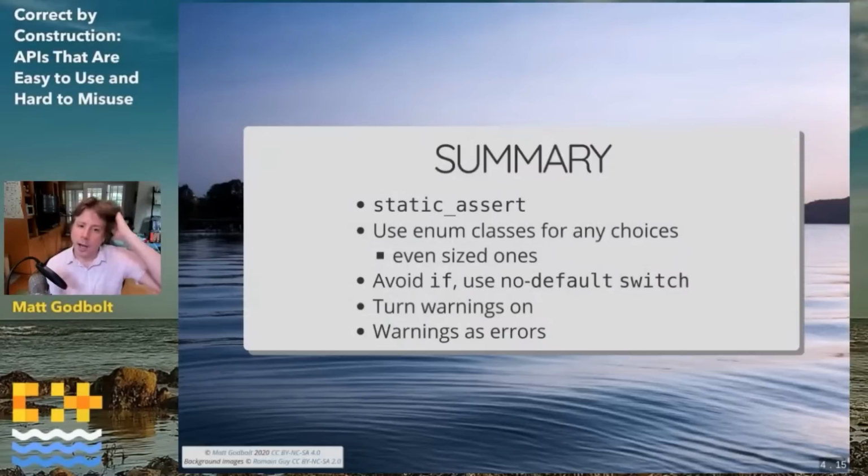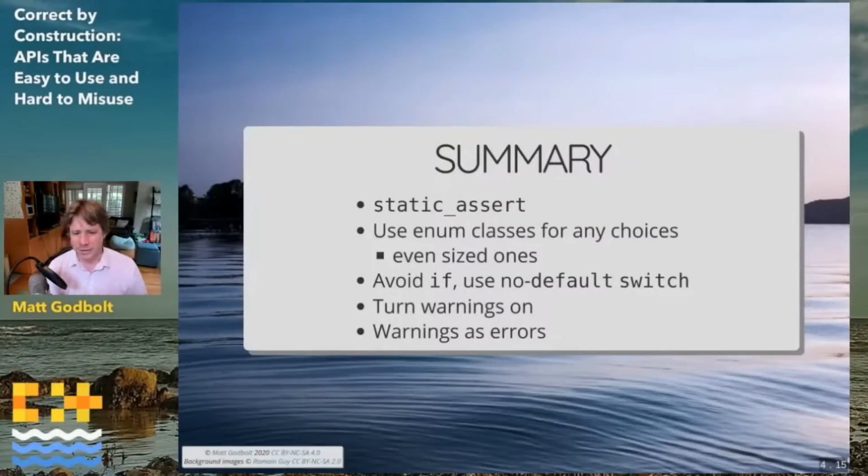So in summary here, static assert is your friend, and it can be used outside of the body of functions. I would recommend using enum classes for any of the choices, state machine, or even for size ones, like if you have a binary protocol you're adhering to. I'd say avoid using cascaded if and else if to check on these things, which you probably would do anyway.